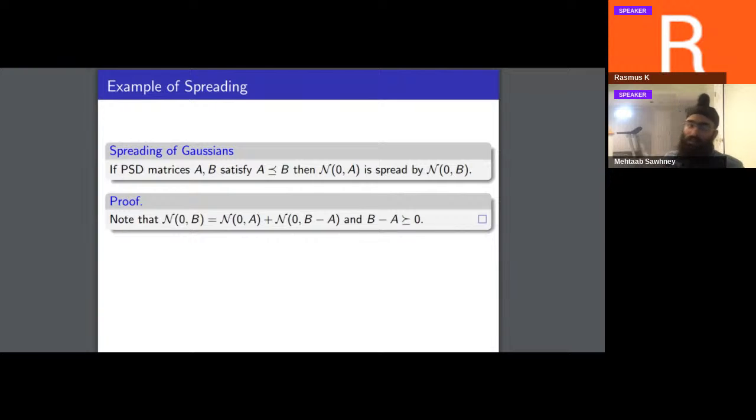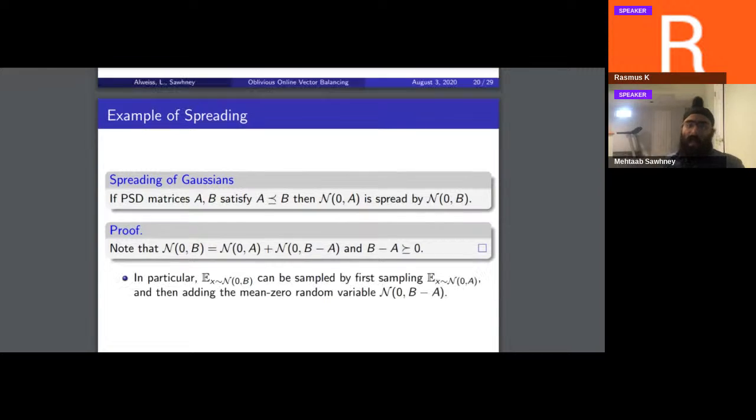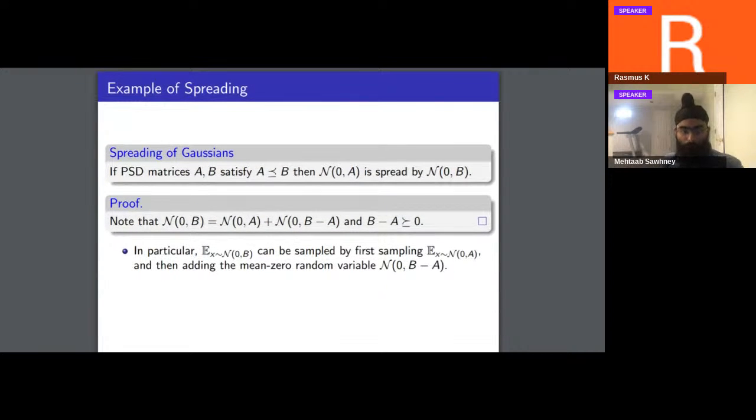The proof is just to note that N(0,B) is equal to N(0,A) plus N(0,B minus A), where this addition occurs so that you first sample an N(0,A), and then you sample an N(0,B minus A) independently at random. Note that if you add these, you get an N(0,B). And this is well defined because B minus A is a positive semi-definite matrix by the condition. So if you're taking some expectation over N(0,B), you can first sample N(0,A) and then add the mean zero random variable N(0,B minus A). Next.